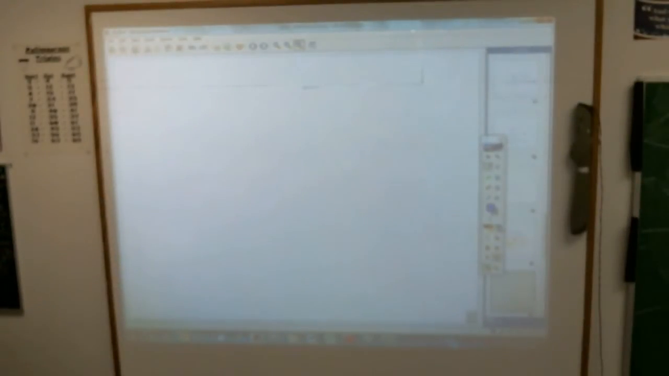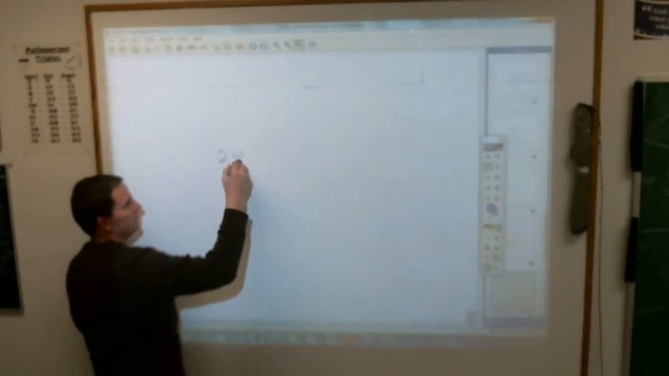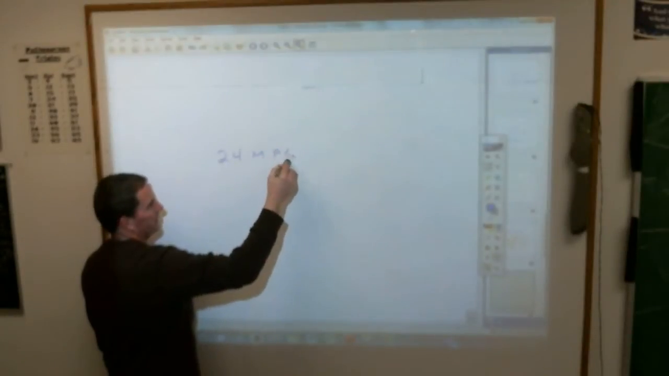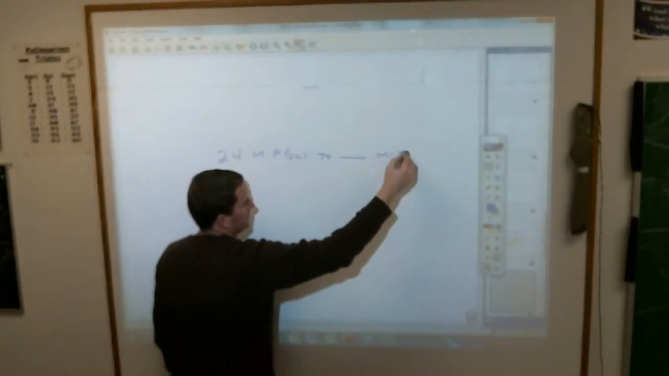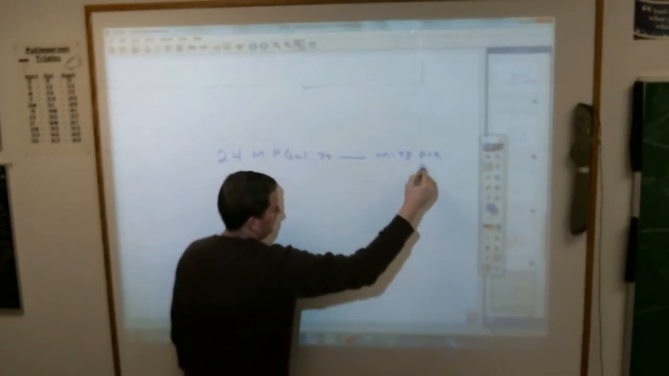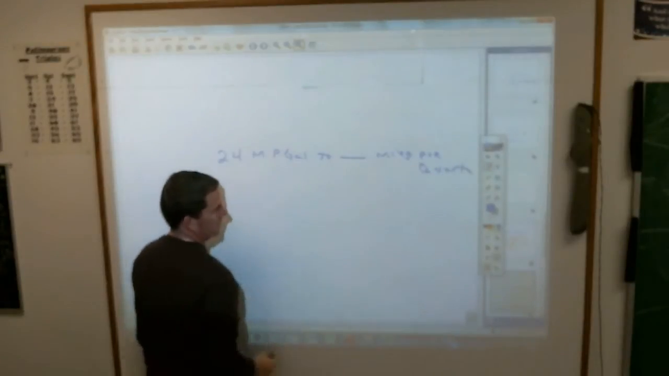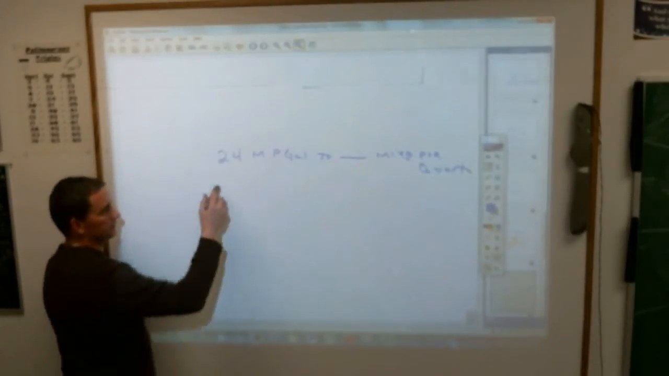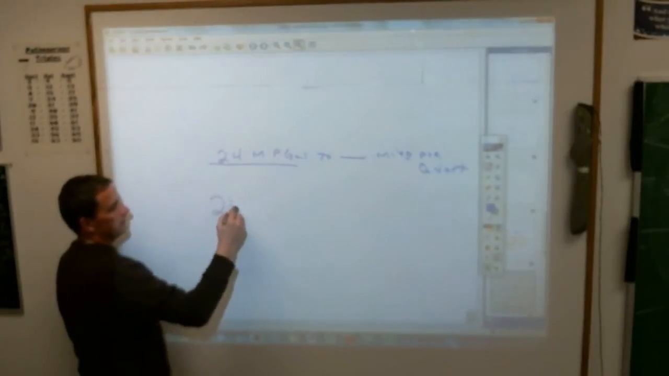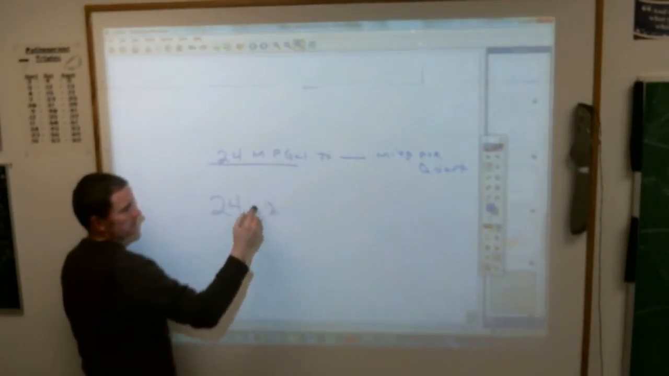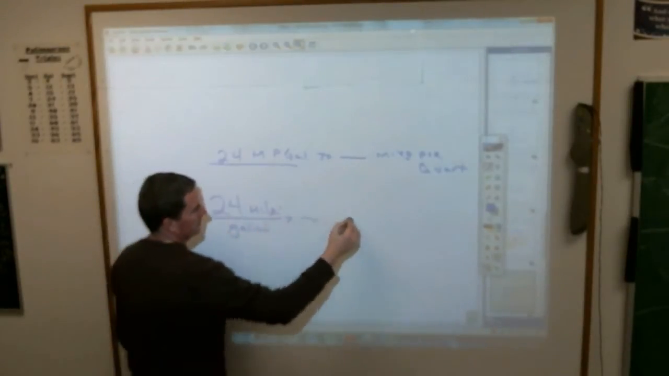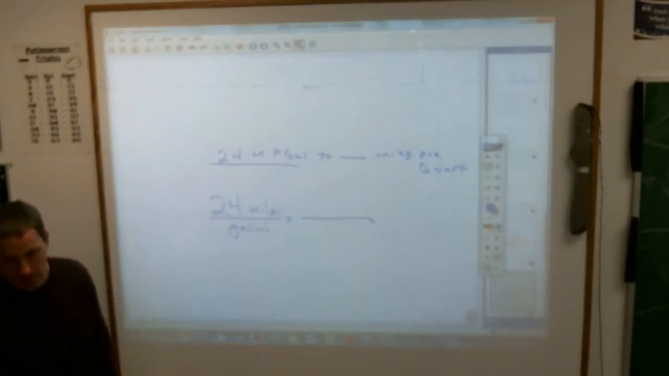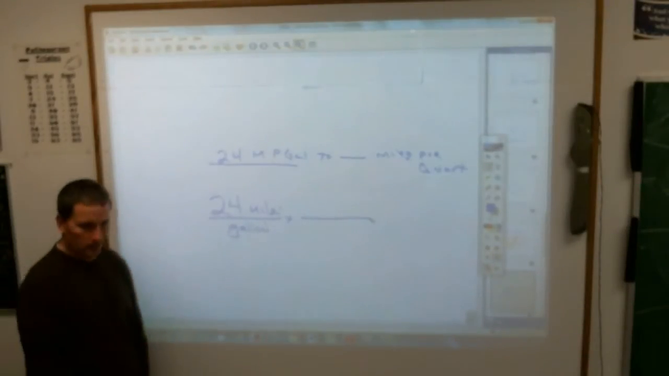How about this? 24 miles per gallon to how many miles per quart? And the same thing is true. It's a no-brainer. You take miles per gallon, 24 miles per gallon. Which label do I want to cross off? I want to get rid of the gallons and make it quarts. So where does gallons have to go?